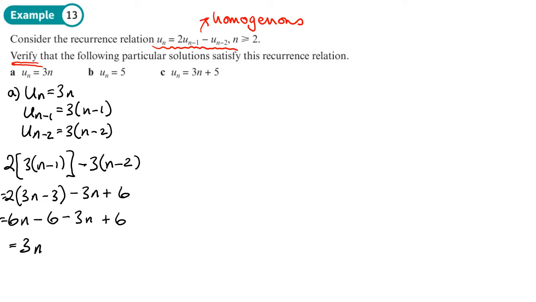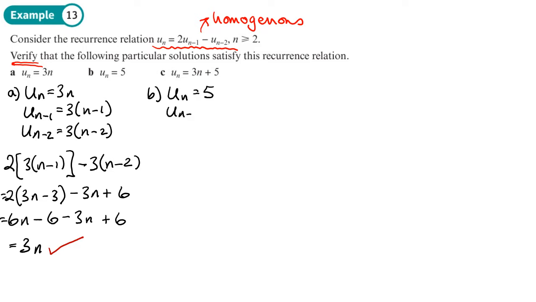So that verifies that 3n is a particular solution to that recurrence relation, because that's what we get, given those bits of information. Okay, so part B, we've got un equals 5.